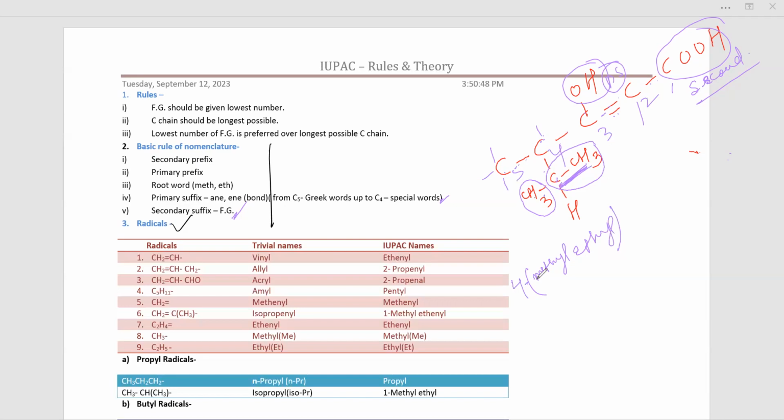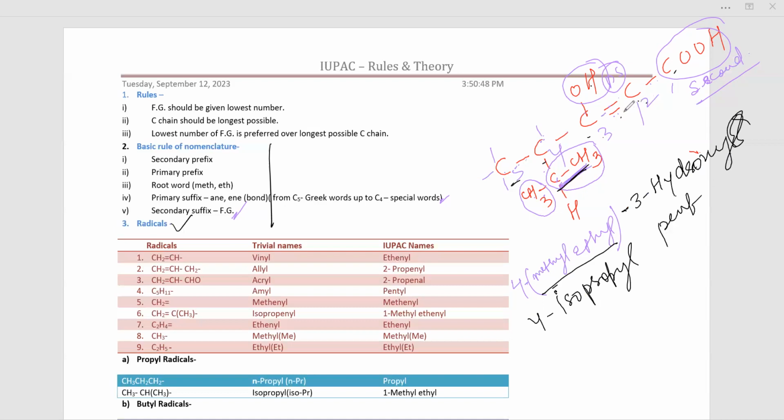Or instead of writing 4 methyl ethyl, what can we write? 4 isopropyl. It is isopropyl. One chain is the side chain, and the rest is the main chain. Now see what you should write. 3 hydroxy, 4 methyl ethyl, 3 hydroxy, sorry, this won't be there. Now how many carbons are there? 5 carbons. So pent.